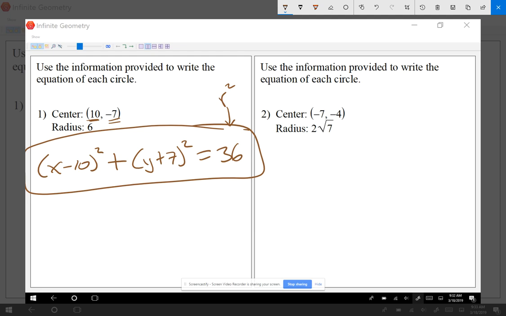Let me do question number 2. To begin with, I'm going to go x plus 7 squared, y plus 4 squared. Notice I switched the signs on the x and the y value. I'm going to put a plus in between my parentheses, and this is equal to, I have to square my radius. When it's a number and a radical, that was algebra 1. You guys were supposed to learn that.